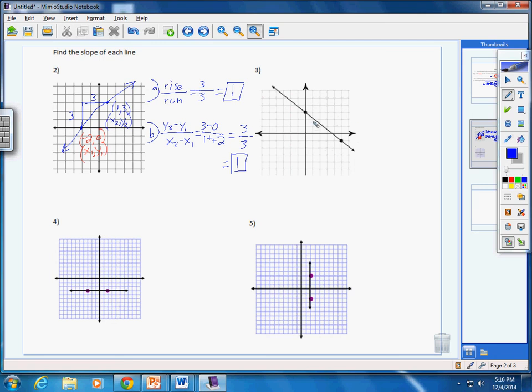So let's pop over to number 3 here. Same thing. Let's find our slope. I'm only going to do one of the methods, just for time's sake, but maybe you should try both of them. Sorry about that. I'm going to do the counting method.